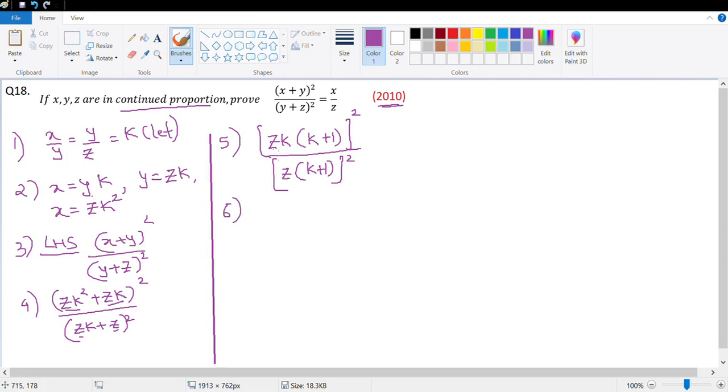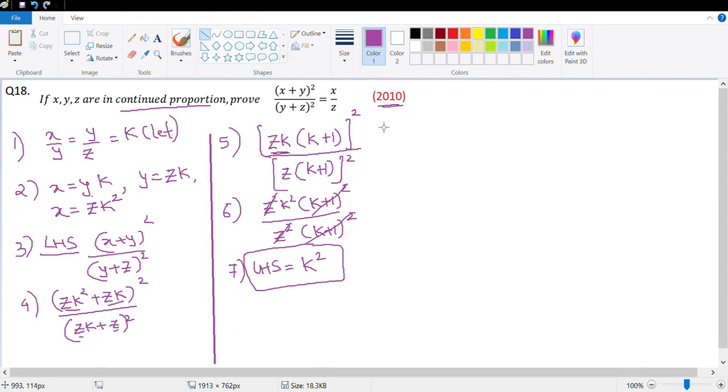Let's do the square of this separately. So this is z square k square upon (k plus 1) the whole square divided by z square multiplied with (k plus 1) the whole square. K plus 1 the whole square and k plus 1 the whole square get cancelled. Z square and z square get cancelled, which means we are left with left hand side is equal to k square. Now let's see, we can prove right hand side also equal to k square.